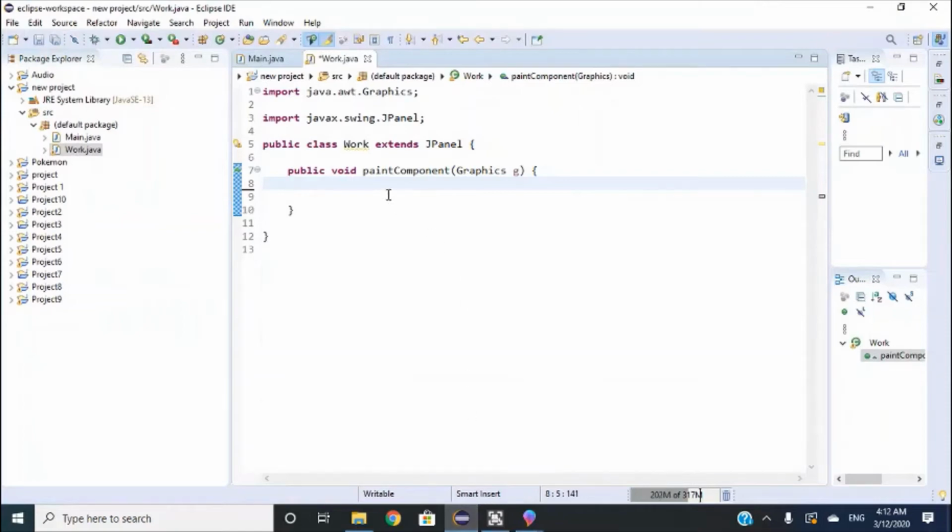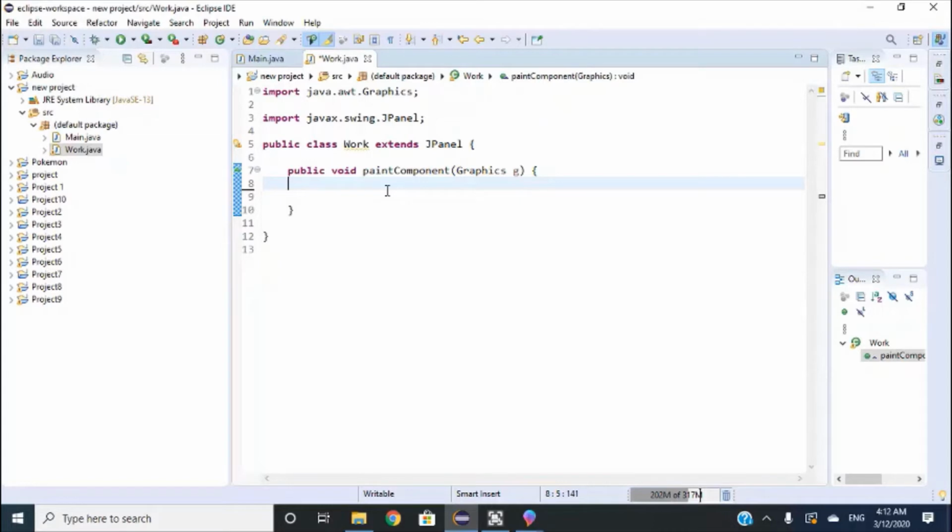In this video, I want to talk about two methods from the graphics class. The translate method and the rotate method. Now, these are two very helpful methods that you can do a lot with.